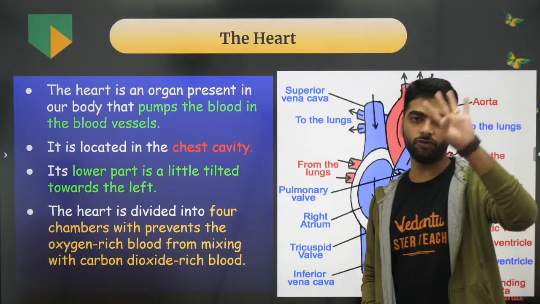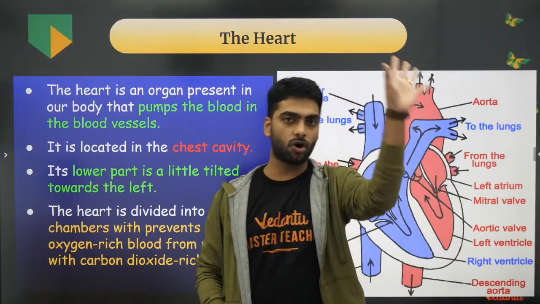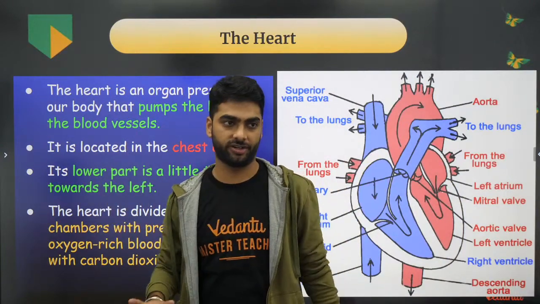The heart is divided into four chambers: left auricle, left ventricle, right auricle, right ventricle. Left one is oxygenated, right one is deoxygenated.